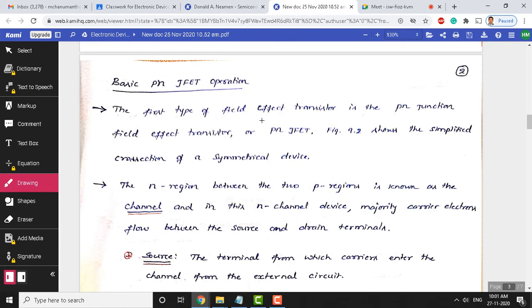The first type of field effect transistor is the PN junction based field effect transistor, a FET based on the PN junction. That was the first initially used transistor, and this is called the PN JFET. The simplified cross sectional view of a symmetrical device is as shown in the figure.